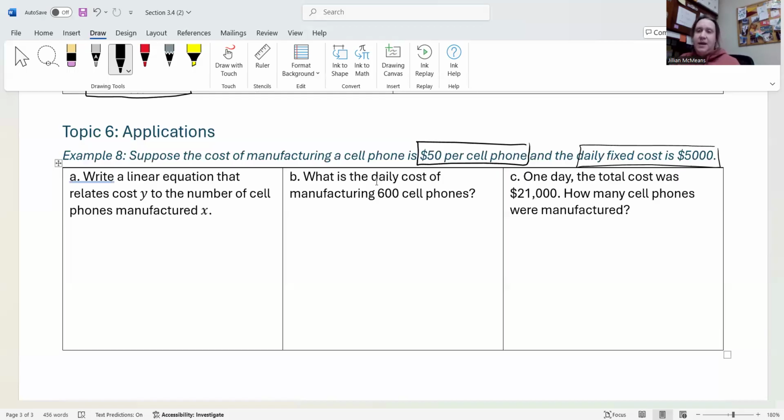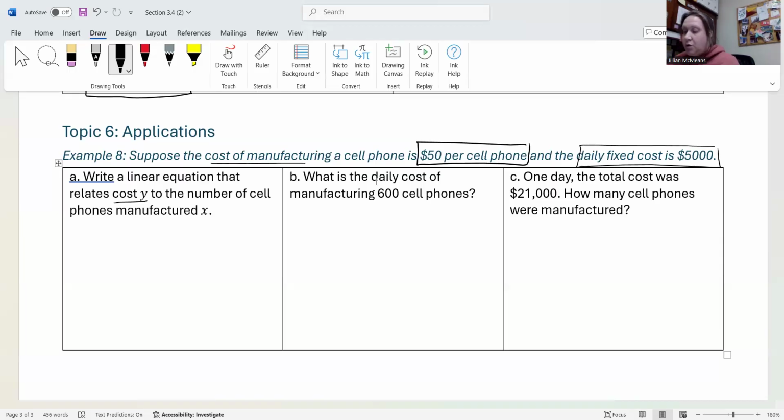We're going to have to go back to that idea of direct translation. We haven't done that in a little bit, but direct translation is the process of converting words to math. And when we're dealing with direct translation, we always have to assign variables. Okay, so there's kind of two things going on here. We have the cost of manufacturing just in general, and then we have the cost of just a single cell phone. Okay, so when we look at part A here, it says write a linear equation that relates the cost y to the number of cell phones manufactured x.